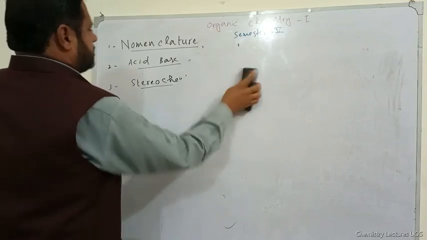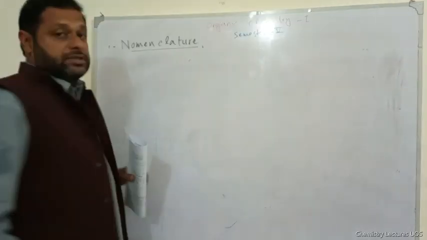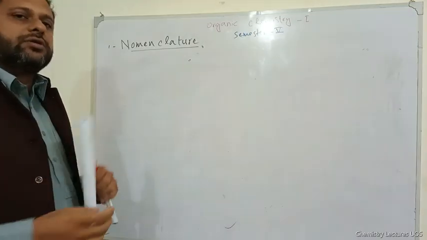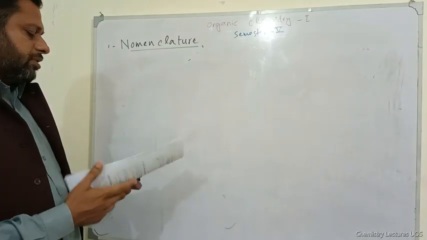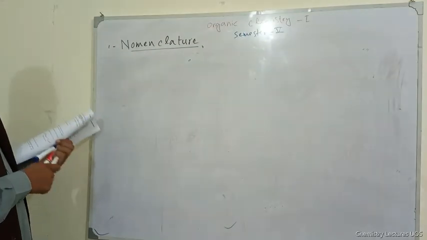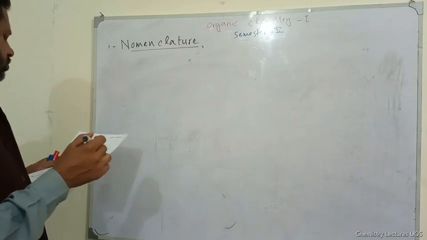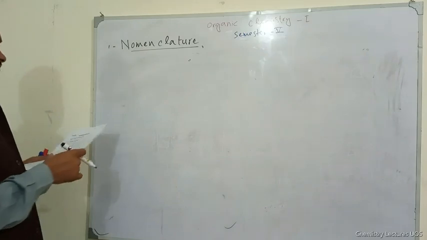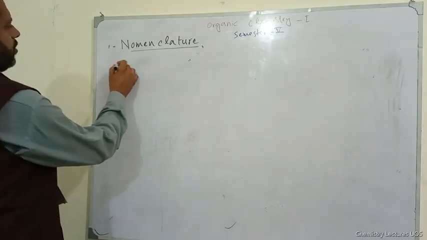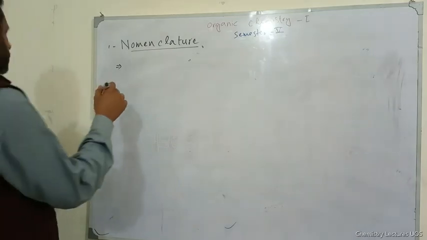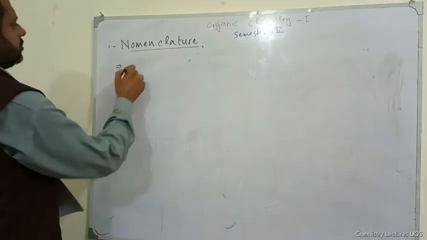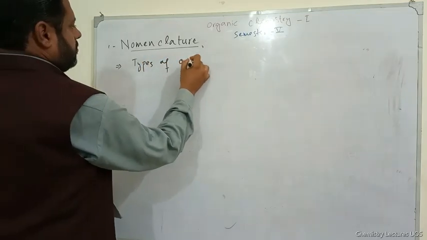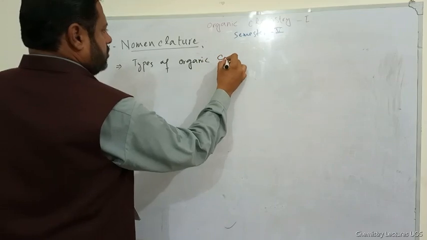In this nomenclature chapter we will discuss in detail the nomenclature of all the organic compounds, all the different functional groups of organic compounds. So the chapter nomenclature we will start with a few classifications of organic compounds. You know there are different types of organic compounds, and all the organic compounds are classified into 2 main branches.